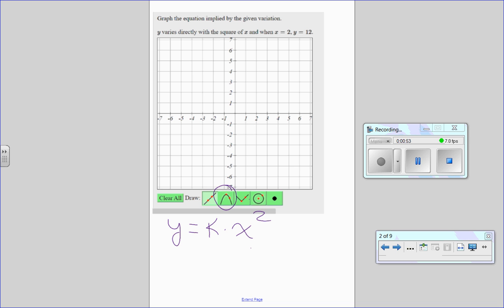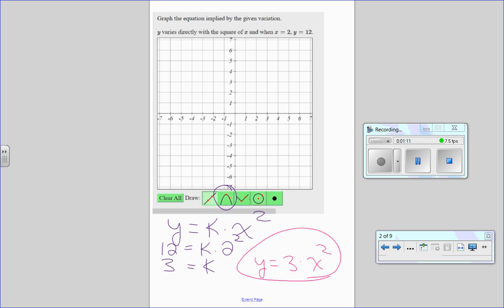It's always our job to figure out that k value. So place the 12 in for y, place the 2 in for x, and then you divide both sides by 4, so k is 3. So the variation equation, which oftentimes is what they want in the answer box, is y equals 3x squared. And we just have to graph that parabola.